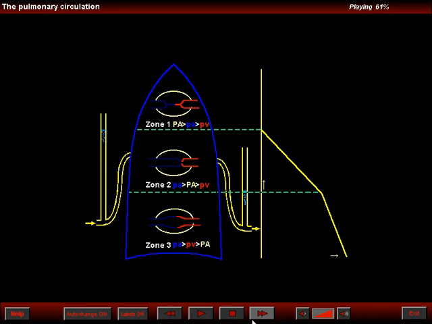In the lower zones, the vascular pressure, that is the pressure in the pulmonary arteries and pulmonary veins, may exceed the pulmonary alveolar pressure. Therefore, the markings are prominent in the lower zones and are inconspicuous in the upper zones. In the mid-zone, the pulmonary arterial pressure exceeds the alveolar pressure, and the latter exceeds the pulmonary venous pressure.